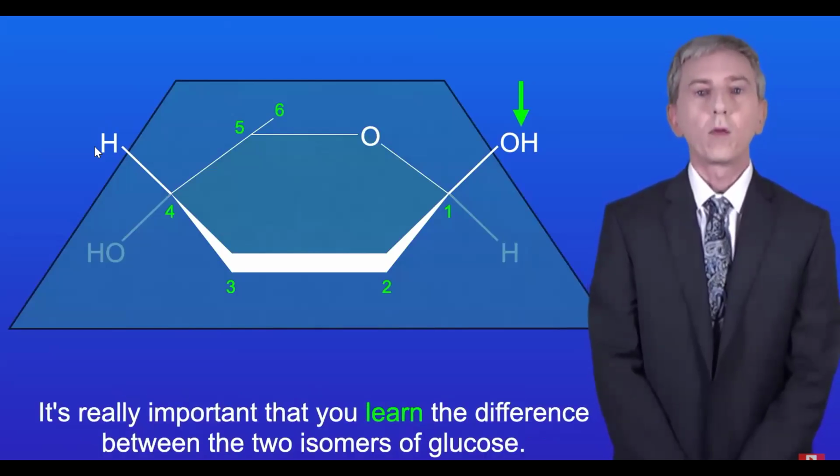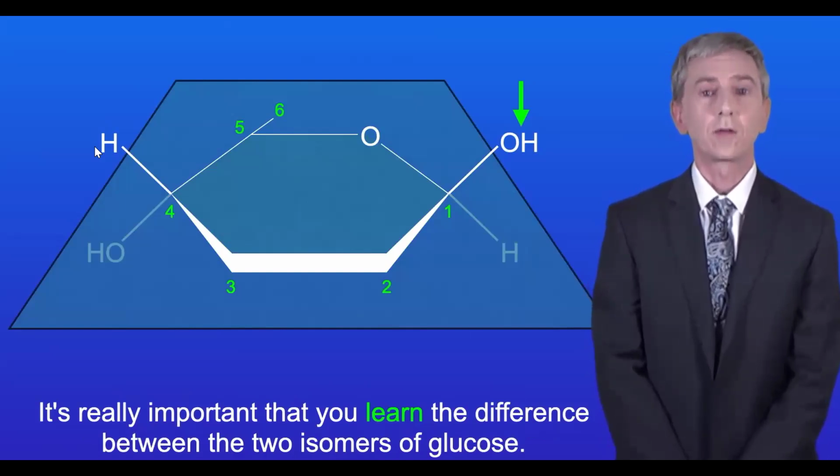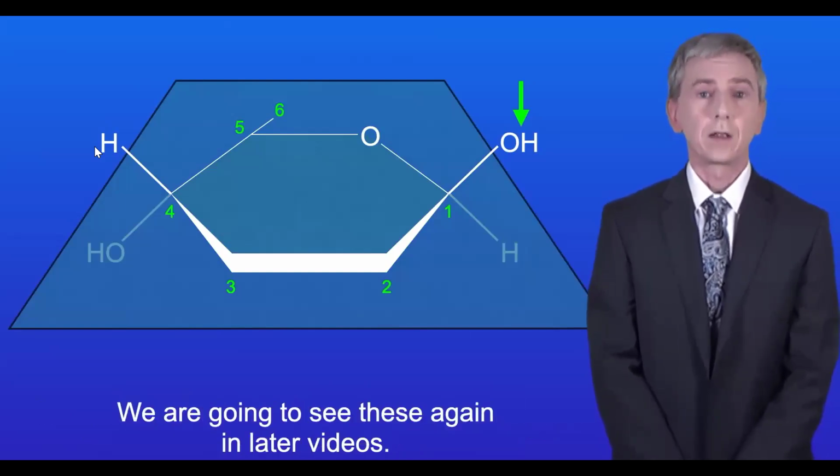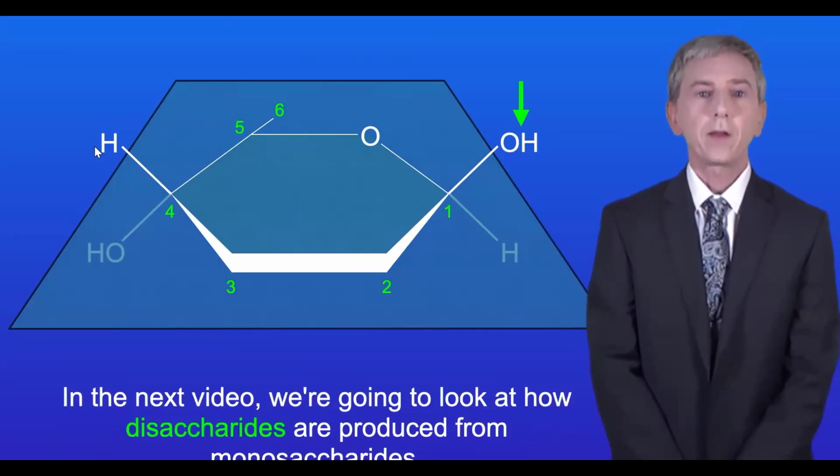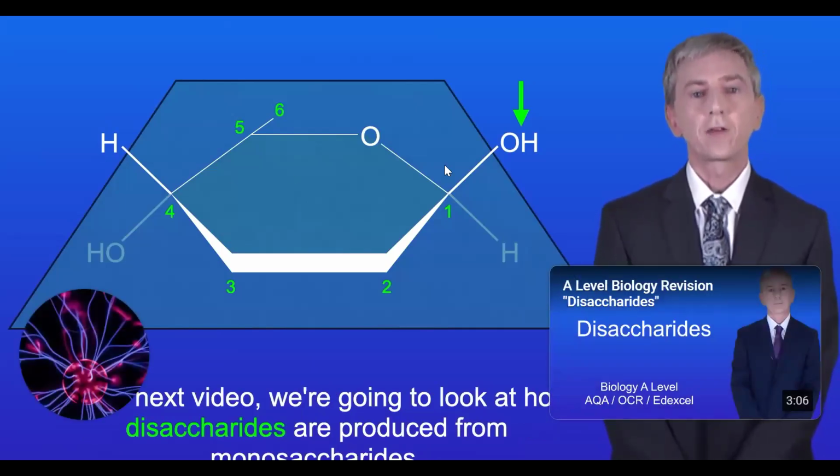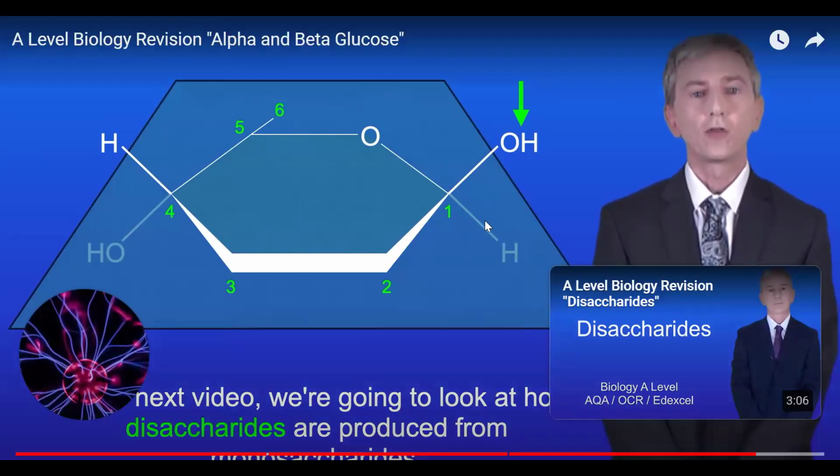Now, it's really important that you learn the difference between the two isomers of glucose, and we're going to see these again in later videos. In the next video, we're going to look at how disaccharides are produced from them. So this is the main difference between alpha glucose and the beta glucose as well. Is the difference clear?